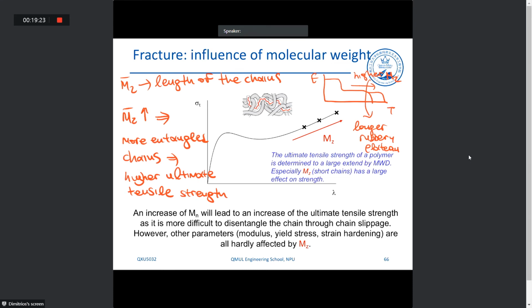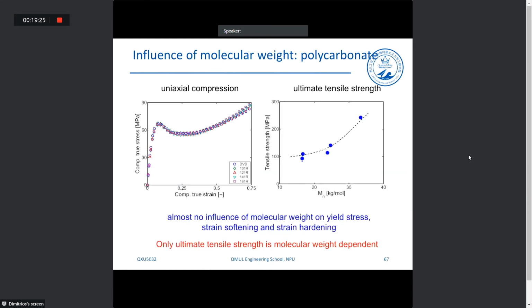As you can see, the molecular weight mainly affects tensile properties, and it only affects the ultimate tensile strength. So there is almost no influence of molecular weight on stress, strain softening, strain hardening, but only ultimate tensile strength is weight dependent.